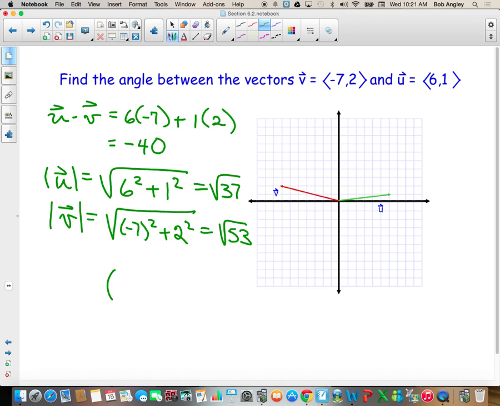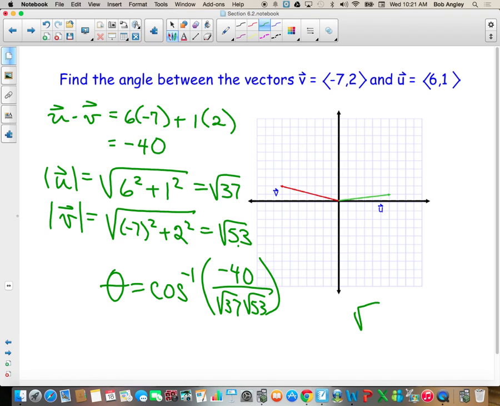Okay, so to get theta, remember theta is going to be the cosine inverse, and then the dot product goes on top, and these two things go on the bottom: square root of 37 times square root of 53. Now, when we're putting this in a calculator, I want you to remember a property from Algebra 2. The square root of a times the square root of b is equal to the square root of a times b. It's easier to type this into the calculator on the bottom as the square root of 37 times 53 rather than put two square root signs.